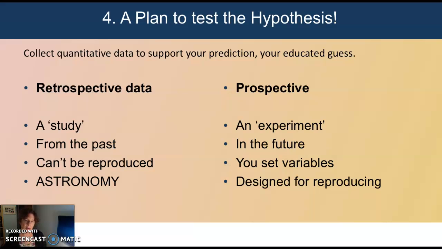So we've talked about observing phenomena, then researching the phenomena, and coming up with a prediction or a hypothesis. Now, the next part of the scientific method is to test that hypothesis. And that's collecting quantitative data to support your prediction or your educated guess. In astronomy, we measure and collect quantitative data.